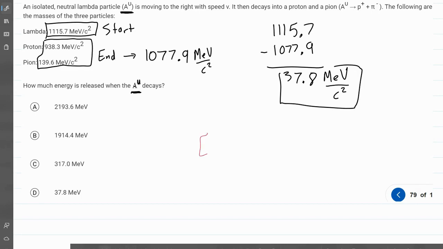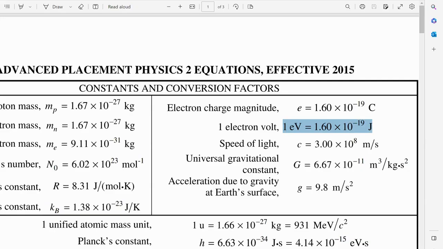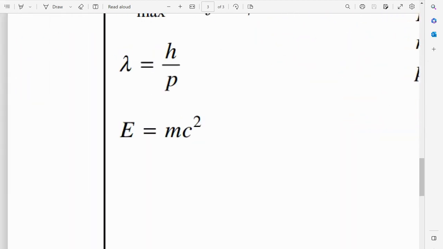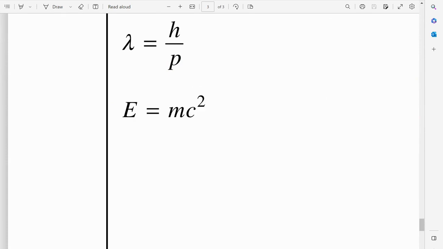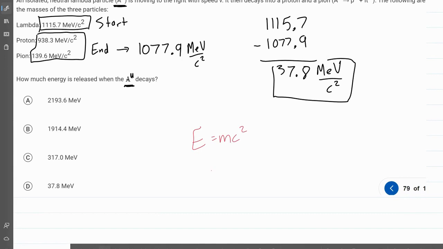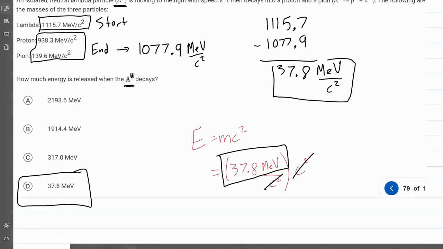Because we have Einstein's equation, E equals mc squared. And by the way, if you look at your equation sheet all the way down to the bottom, modern physics, E equals mc squared, there it is. So we have this equation, E equals mc squared. So mass, 37.8 MeV per c squared, times the speed of light squared. Guess what we get to do? Cancel those out, top and bottom. So we just end with 37.8 mega electron volts. Answer D.